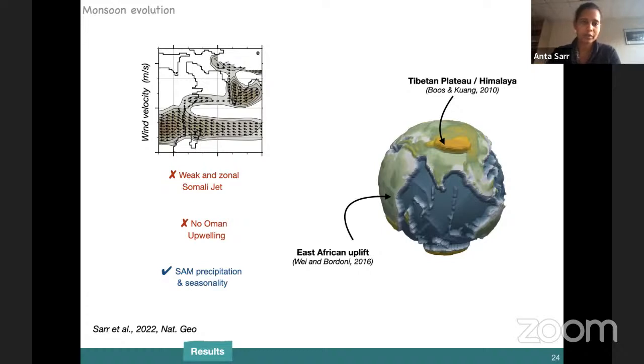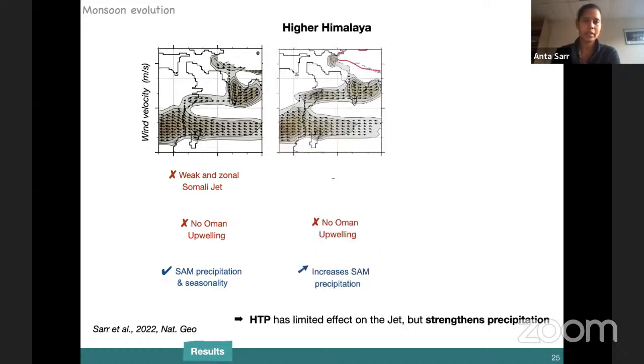So I did start from this early Miocene simulation where I have an east-west, very weak Somali jet, what we can call a proto-Somali jet, there is no upwelling, but there is a modern South Asian monsoon precipitation and seasonality. Then I increase the height of the Himalaya, and what I see here is that there is almost no change in the dynamics of the Somali jet. I still have no upwelling, but I increase the precipitation in the same region.